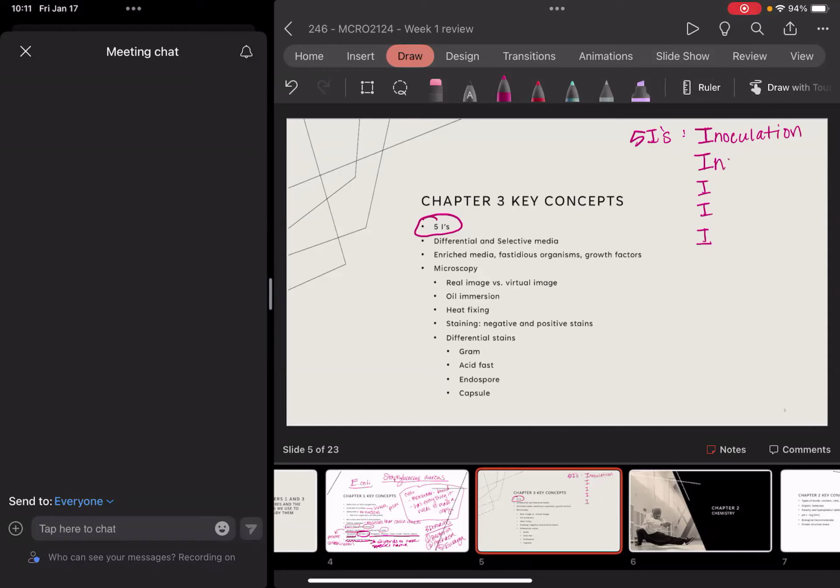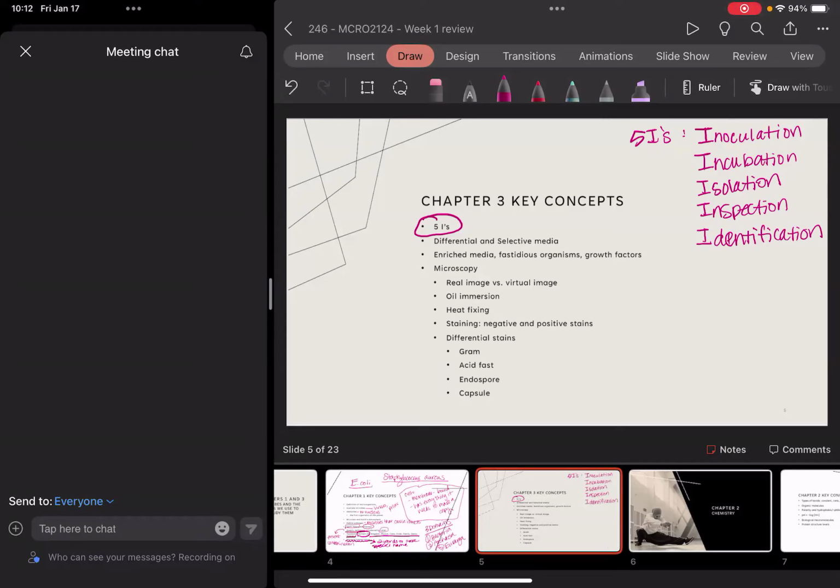then incubation, then we're going to do isolation. Isolation. There we go. We're going to do inspection and then identification. Okay. So those are the 5 I's, and they are kind of stepwise. They happen in an order.